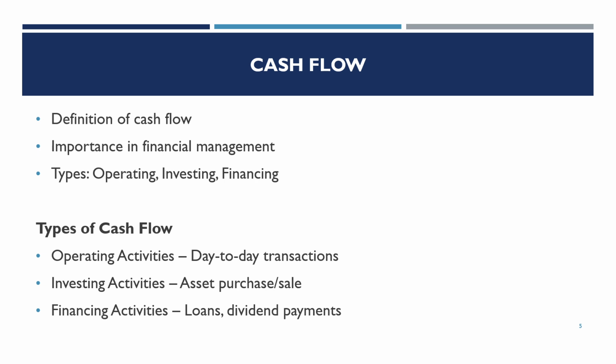Now, third point is of types. The first type is operating activities. Operating activities means the day-to-day transactions which happen for the smooth operation of the industries. For the smooth operations, the money has to be spent or a transaction has to be done to purchase something, to sell something. So that is one kind of cash flow that is called operating activities.